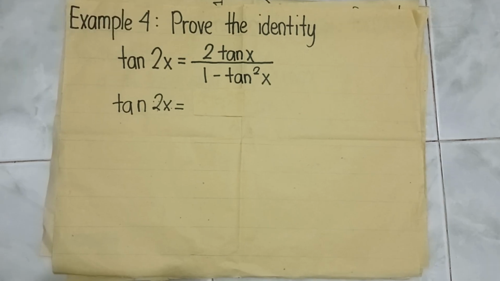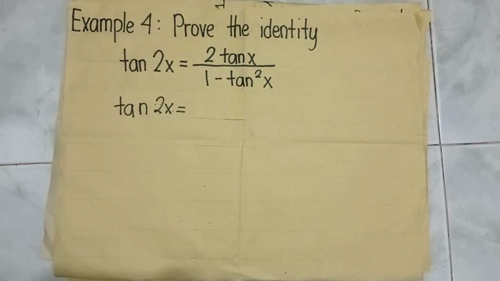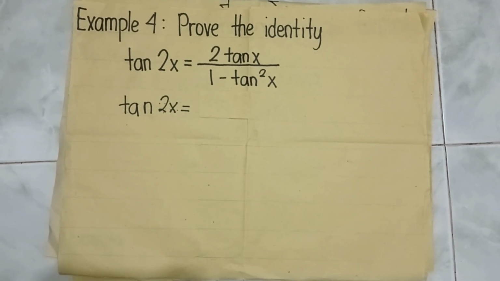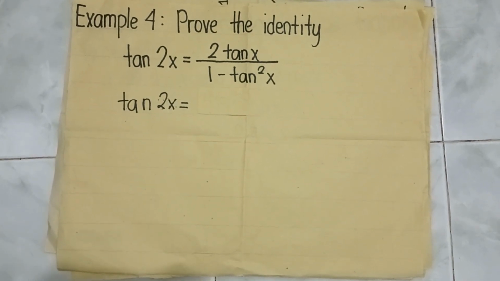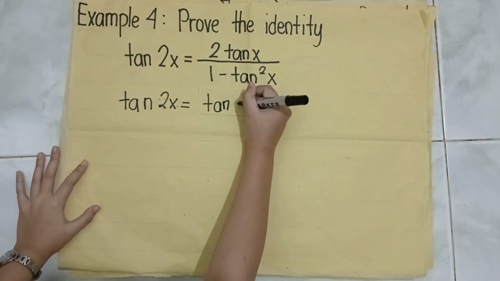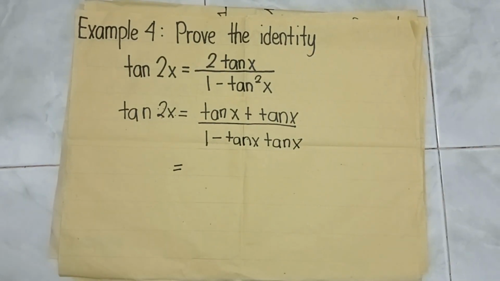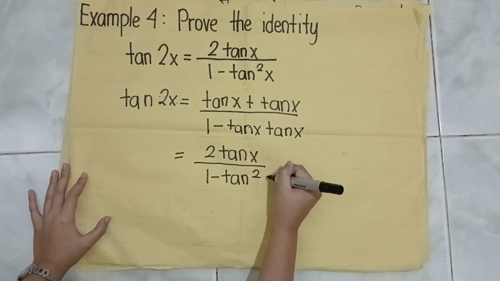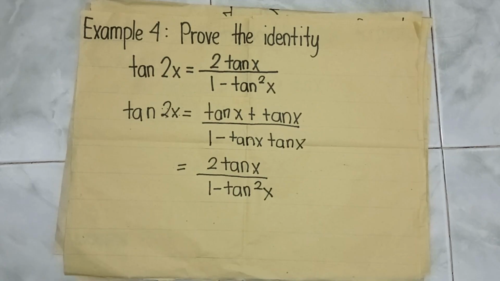Example number 4. Prove the identity. Tangent 2x is equal to 2 tangent x over 1 minus tangent squared x. So, for tangent 2x, we're going to use the tangent addition formula. After that, we simplify. Therefore, the identity is proven to be true.